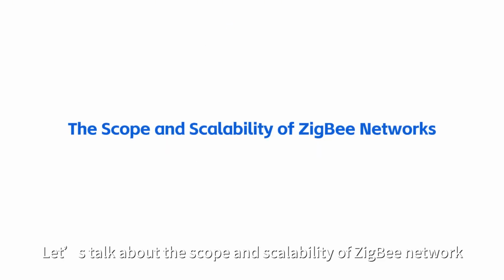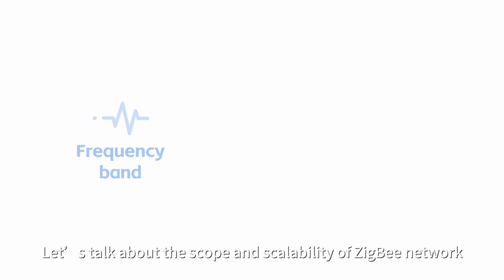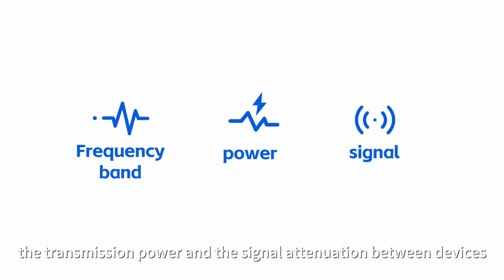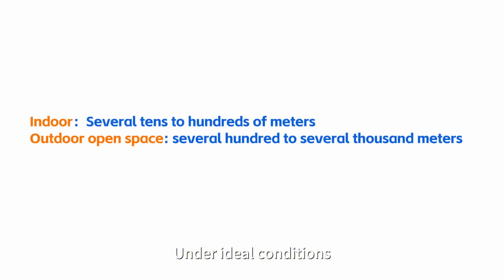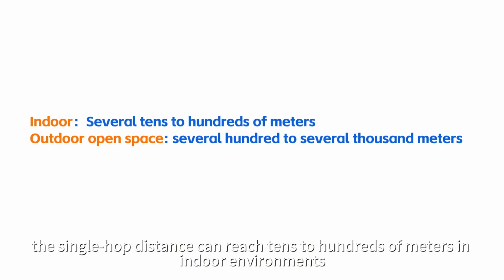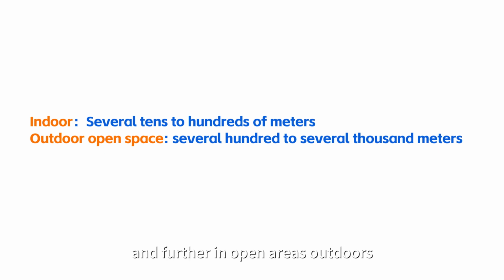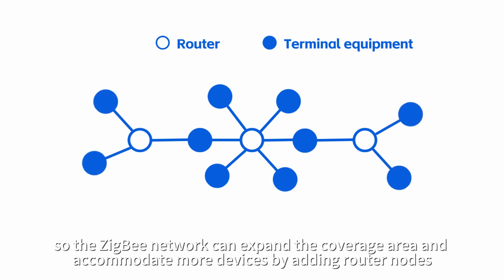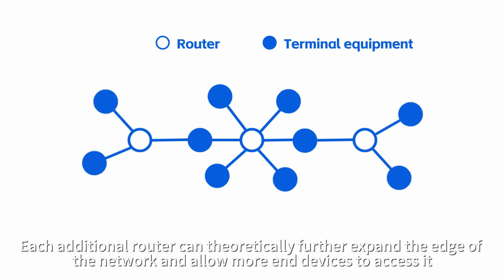Let's talk about the scope and scalability of the ZigBee network. The physical range of the ZigBee network is limited by the frequency band it uses, the transmission power and the signal attenuation between devices. Under ideal conditions, the single-hop distance can reach tens to hundreds of meters in indoor environments, and further in open areas outdoors. In practical applications, it may be necessary to cover a larger area, so the ZigBee network can expand the coverage area and accommodate more devices by adding router nodes. Each additional router can theoretically further expand the edge of the network and allow more end devices to access it.